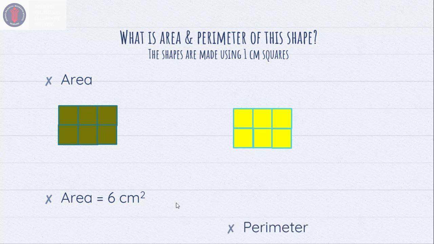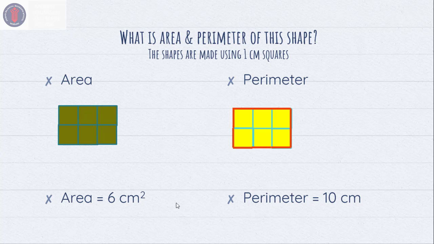And what is the perimeter? So you just have to count the lines that are outside the shape. 1, 2, 3, 4, 5, 6, 7, 8, 9, 10. So since there are 10 lines, the perimeter is 10 centimeters because each line is 1 centimeter.